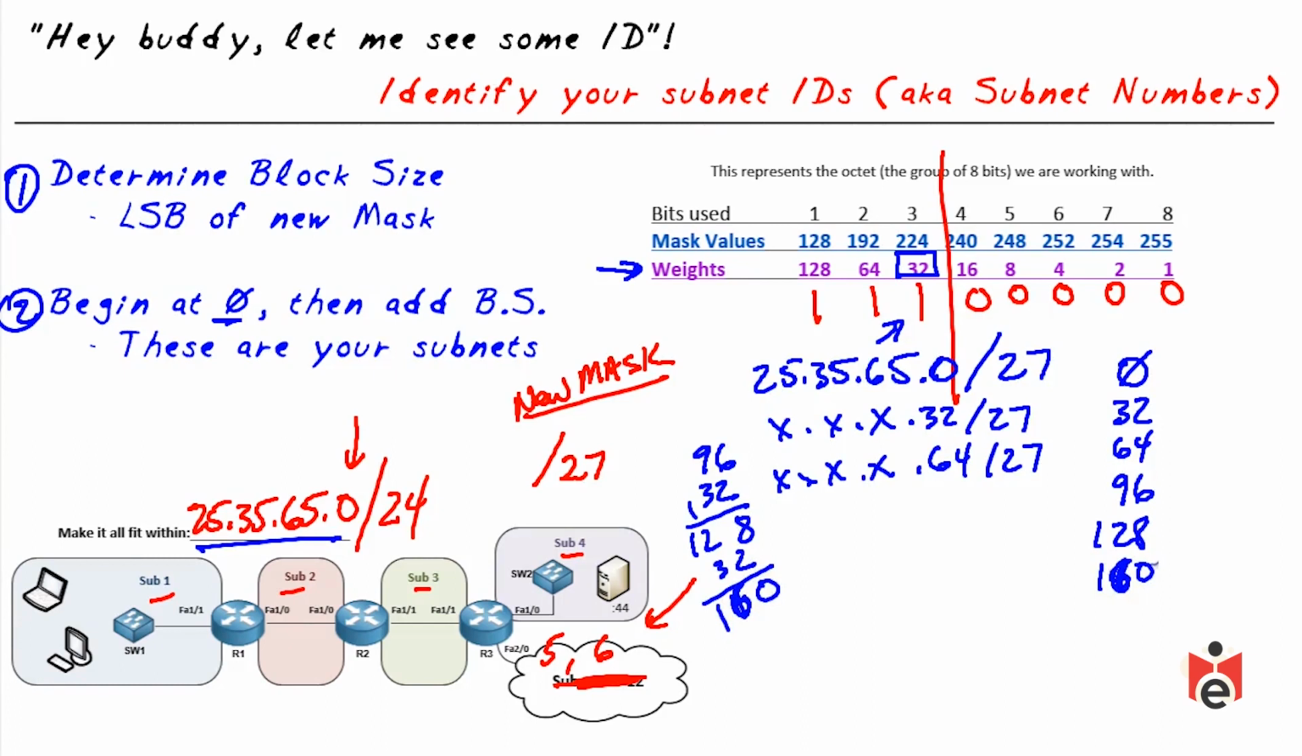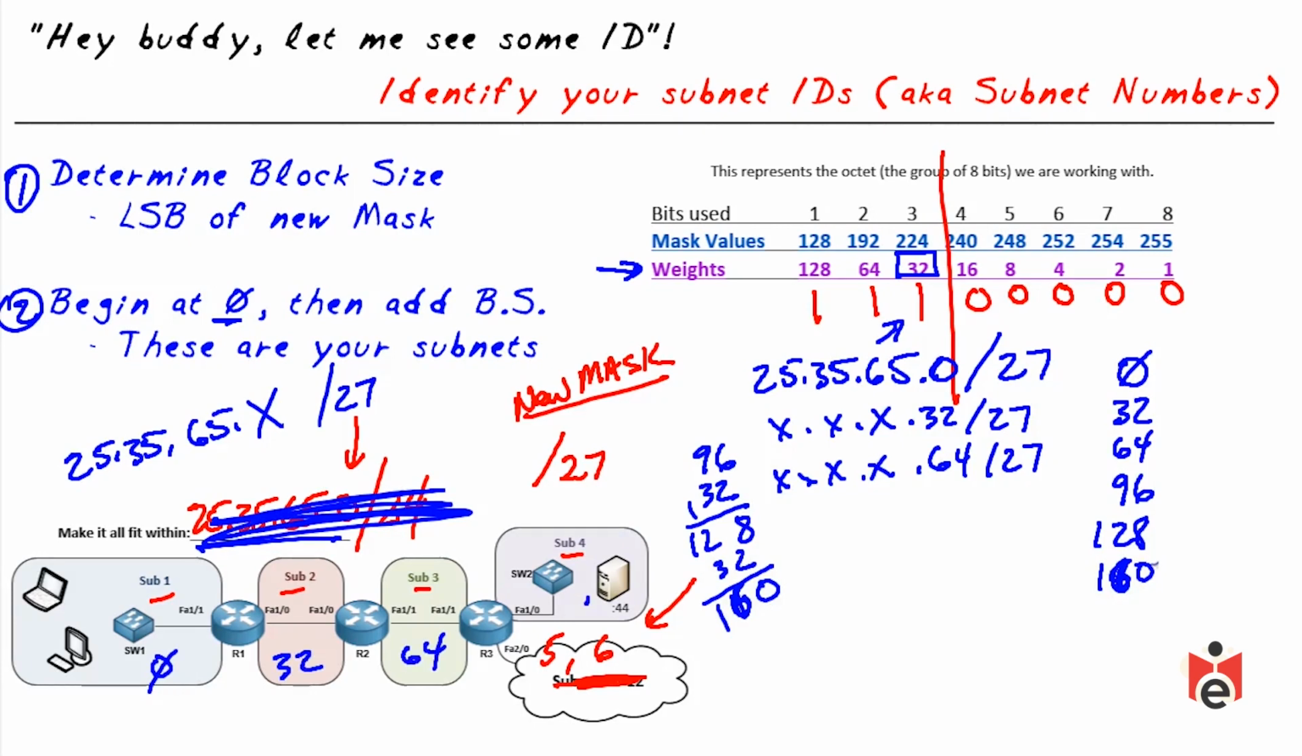So over here, for example, in our topology, we could just write out, this is the 25.35.65.x/27. And this is subnet 0, subnet 32, subnet 64, subnet 96, and so forth.